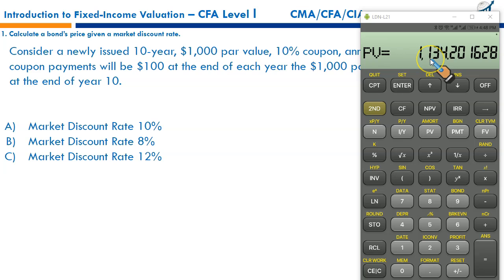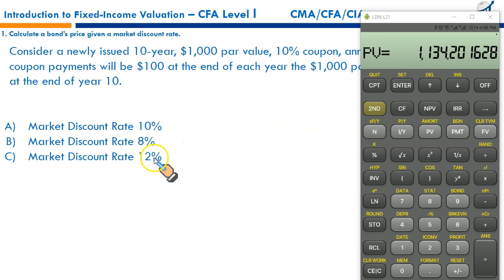So an important conclusion that we can draw from this computation is that when the market discount rate is lower than the coupon, the bond will sell at a premium, and this number is 1134. That's the value at which the bond will sell. So when bond yield decreases from 10 to 8, the present value of a bond payment, its market value, increases, as you can see from this computation.